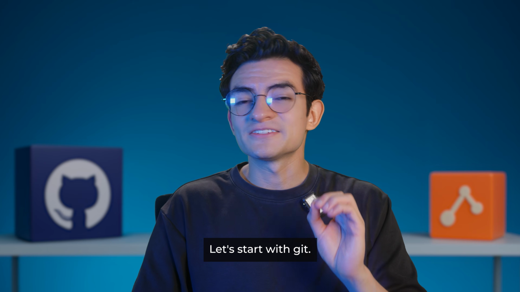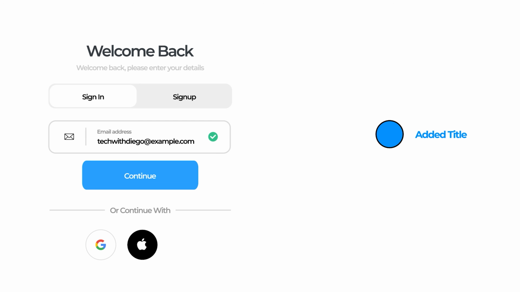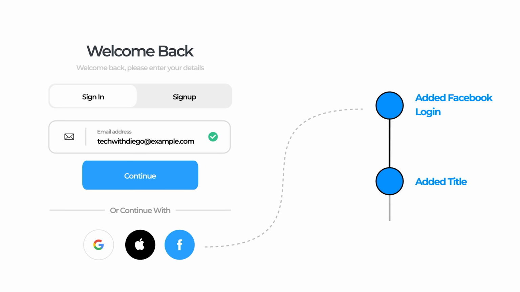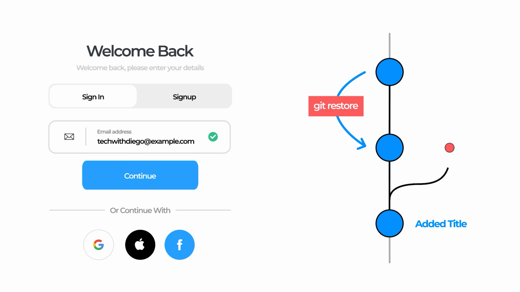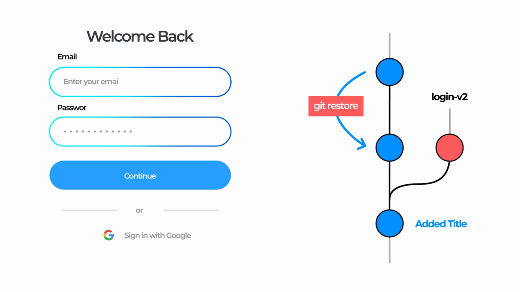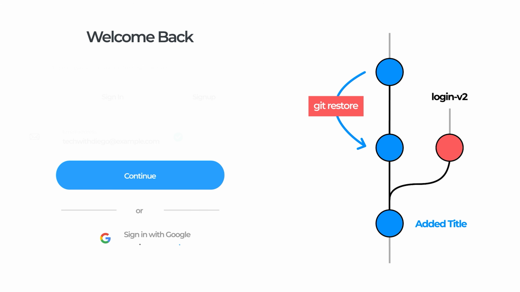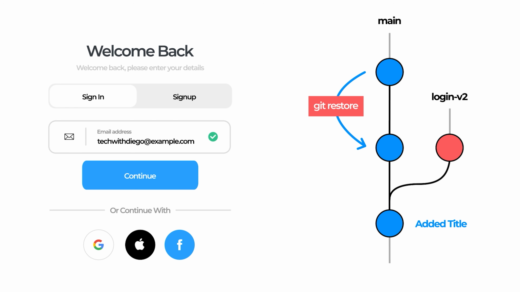Back to the video. Let's start with Git. Git is a tool that lets you track every change you make to your project, like saving checkpoints along the way. Git allows you to do many things, like going back if something breaks, or even creating parallel universes of your project to explore and experiment without breaking your main universe. In Git, these universes are called branches.